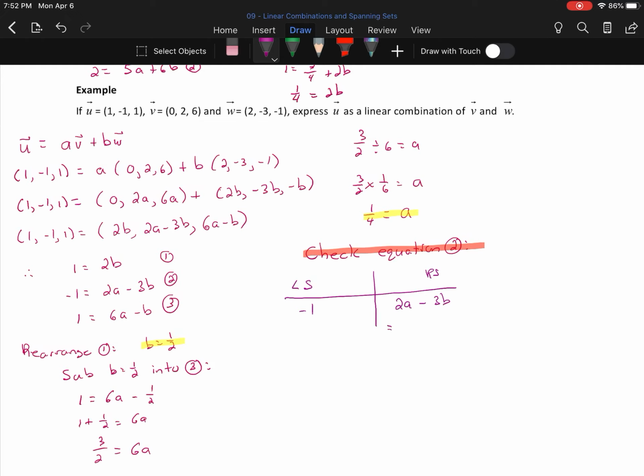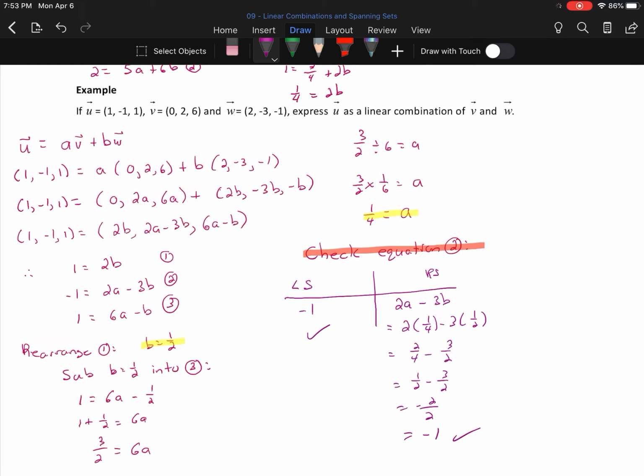The left side of equation 2 is just -1. The right side is 2a minus 3b. Let's check with my a and b. 2 times 1/4 minus 3 times 1/2. And I get 2/4 minus 3/2. I'm dragging it out here. 1/2 minus 3/2, which is -2/2, which is -1. Woo! Worked. I mean, the question predicted it was going to work. But this is where it could fail.